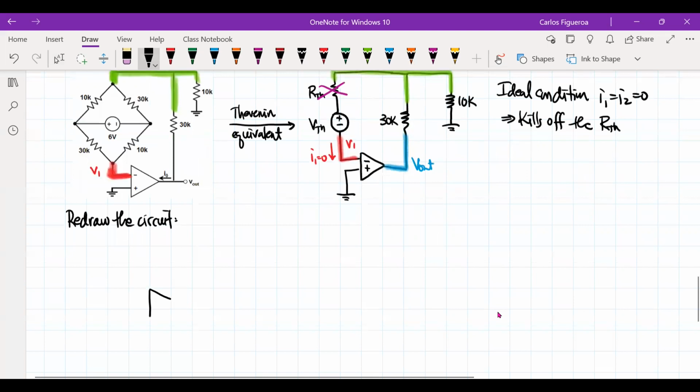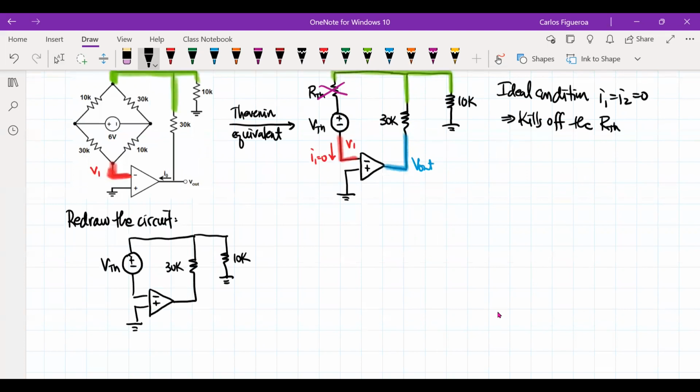I have my op amp, which is connected to the ground. I have a source which is V7. And then I have two resistors that look like this. So here's my 30K, here's my 10K, and that's the circuit I really got to solve. Okay, so this is the circuit, and my whole goal is to figure out this node voltage right there. So the first thing I got to do is calculate VTH. So let's go do that.